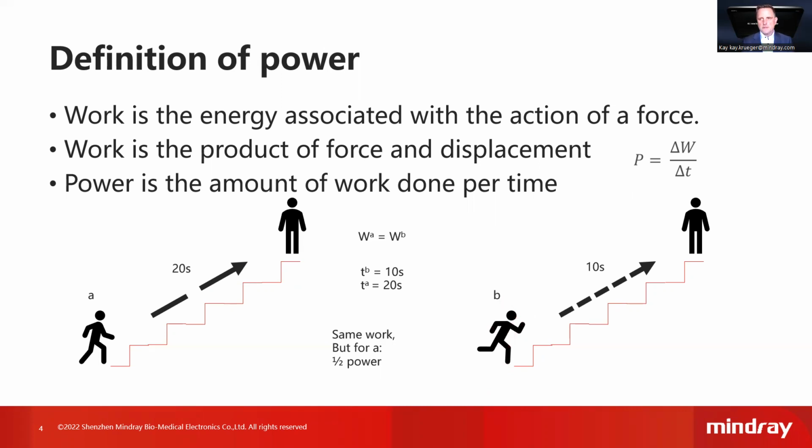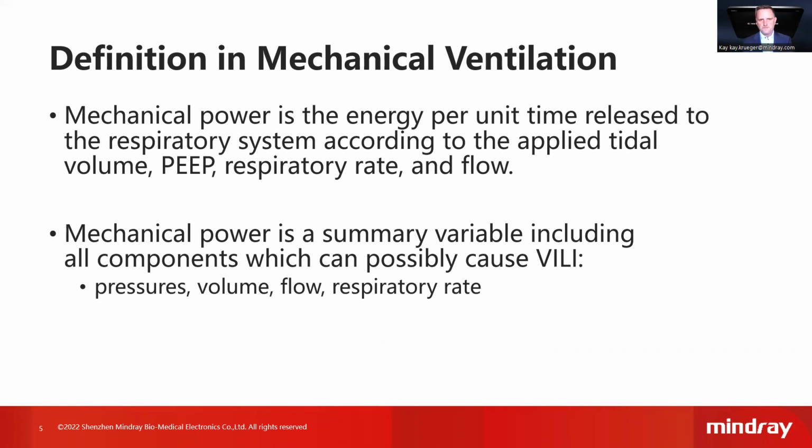Now, if we look at mechanical ventilation, mechanical power is the energy per unit time released to the respiratory system according to the applied tidal volume, the PEEP, the respiratory rate, and also the flow provided. So we can summarize that mechanical power is a summary variable, including all components which can possibly have an effect on ventilator-induced lung injury, which are pressures, volumes, flow, and respiratory rate.